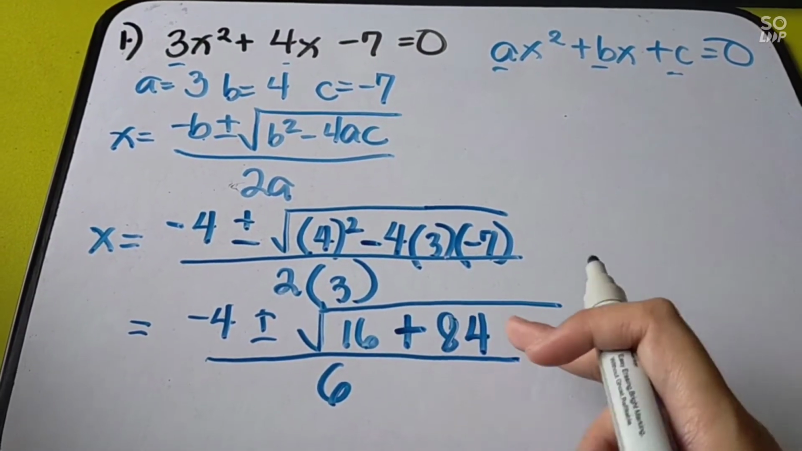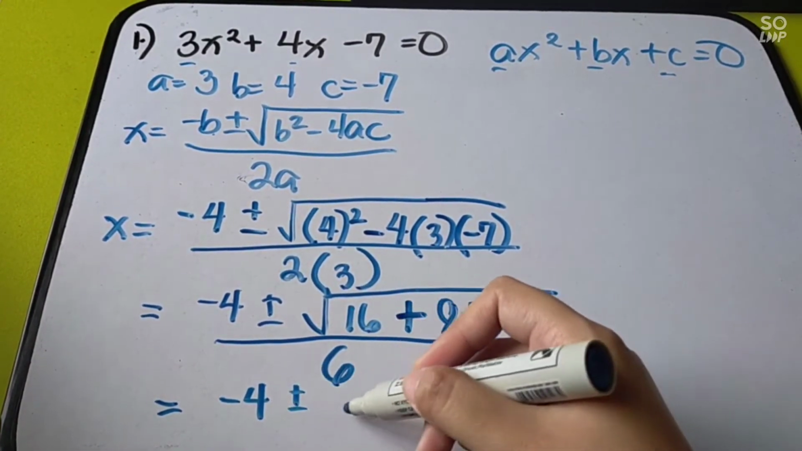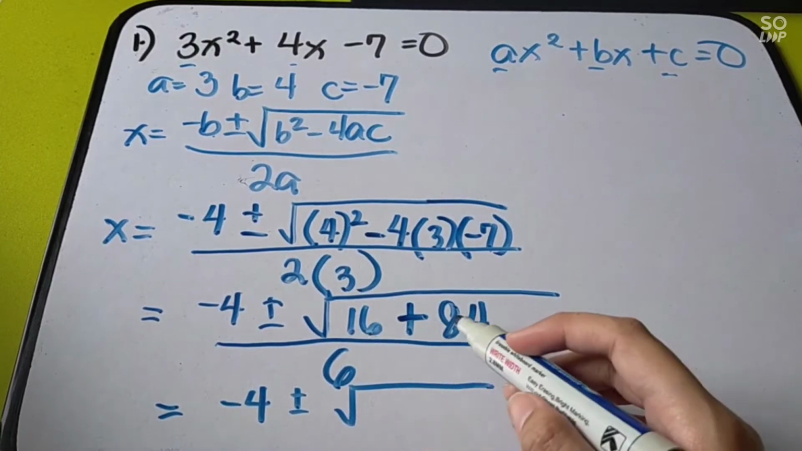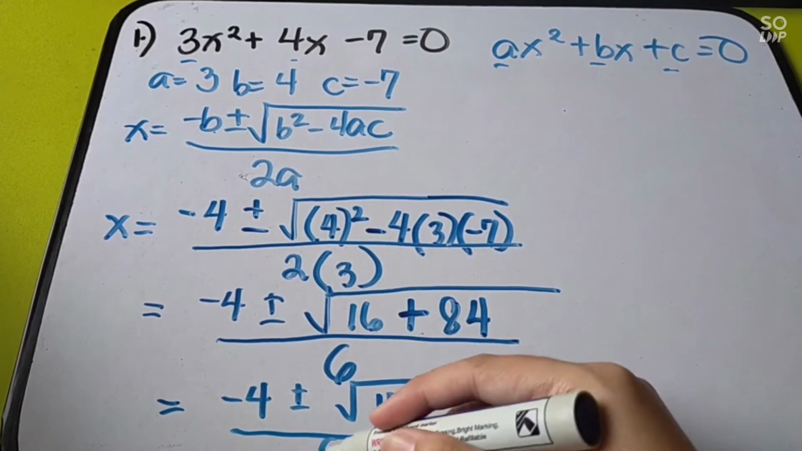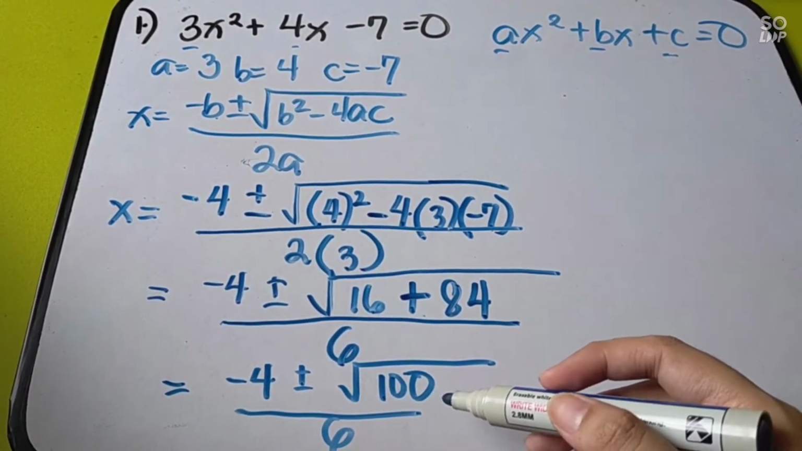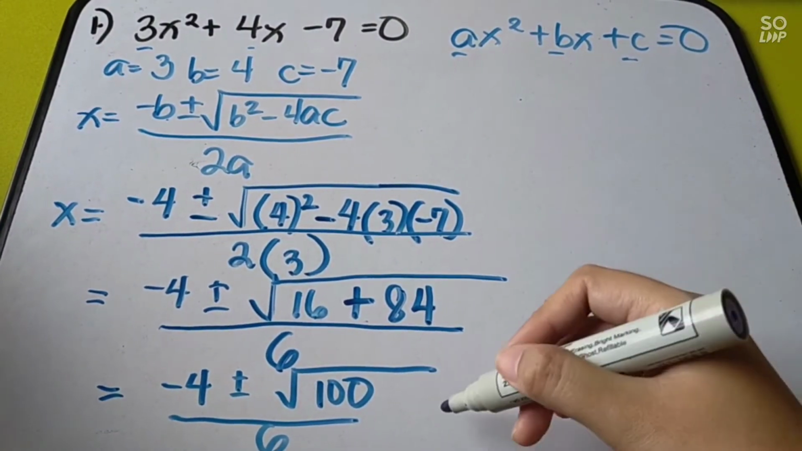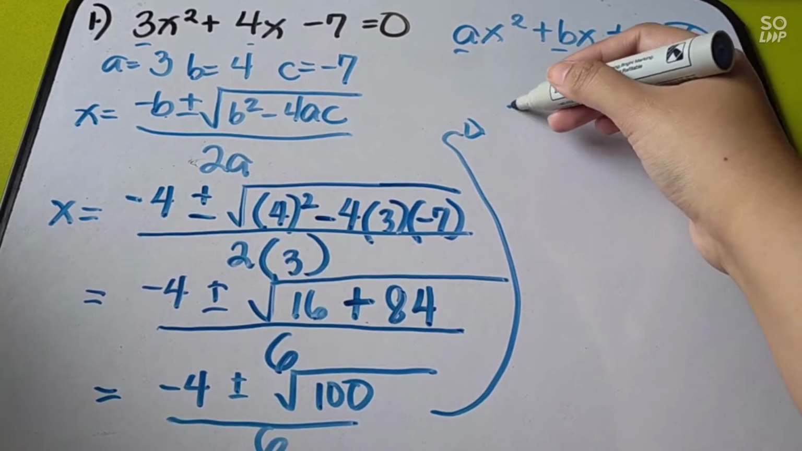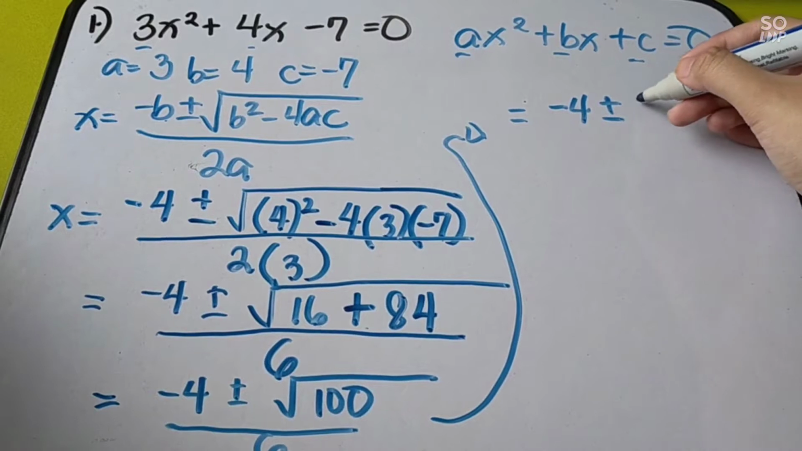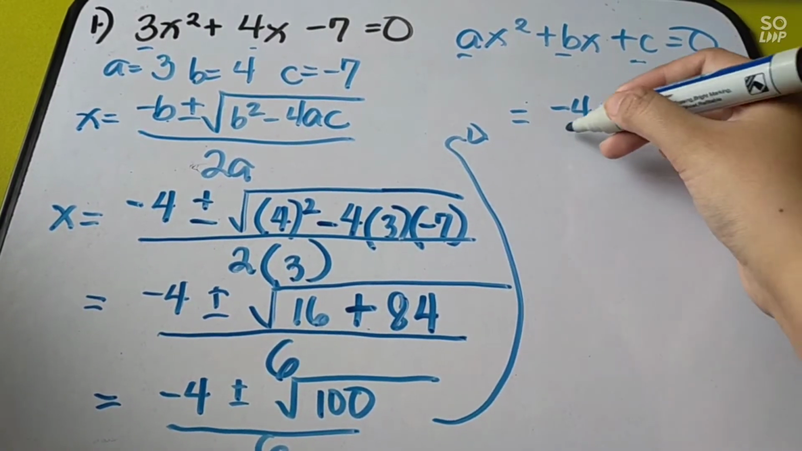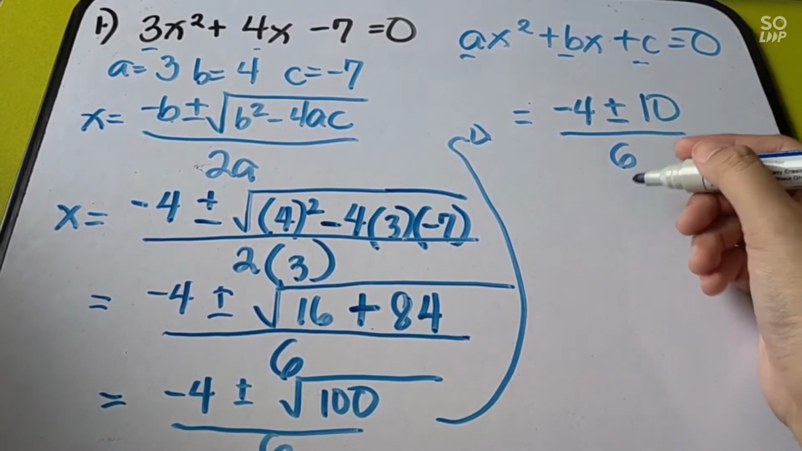Then, this one, add mo to. So, we have now negative 4. Positive negative is square root of 16 plus 84, that is 100. All over 6. Then, itong 100 na to, ito ay sisimplify natin. Ang square root ni 100 is 10. So, it is equal to negative 4, positive and negative. Ang square root ni 100 is 10, kaya 10 na lang yan. Wala na square root, ha? Then, over 6.